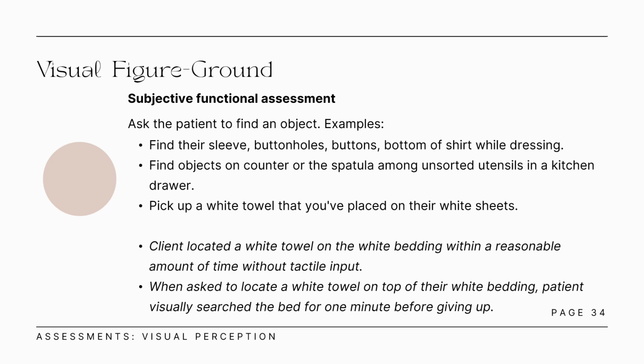We're starting to get to a point where you can see the overlap in these visual skills probably. So on this third bullet point here, if a person can't find a white towel on their white sheets, what's our problem? What do you think is going on? Is it contrast sensitivity? Is it figure ground? Discrimination? Visual agnosia? Visuospatial neglect? There's a lot of things to consider, so clinical reasoning is really important.